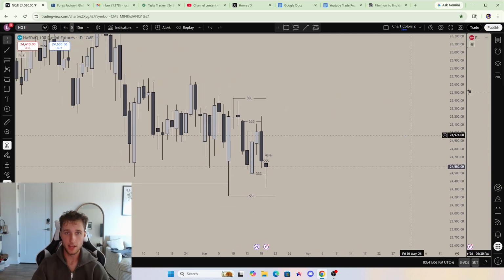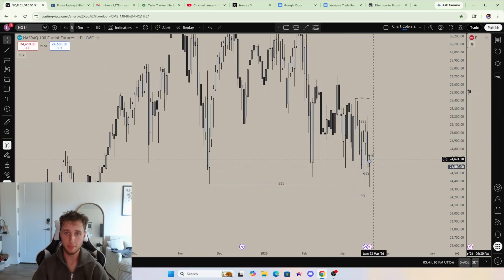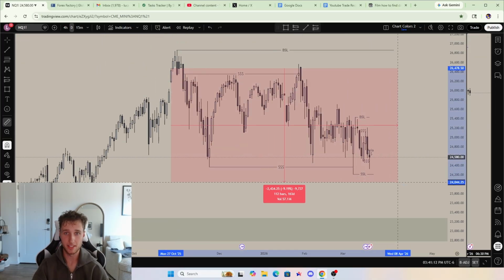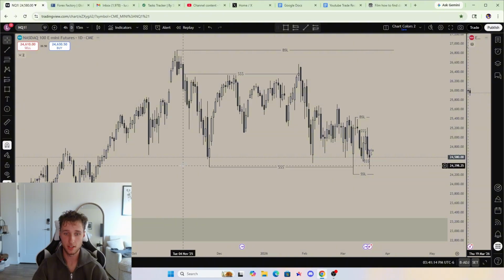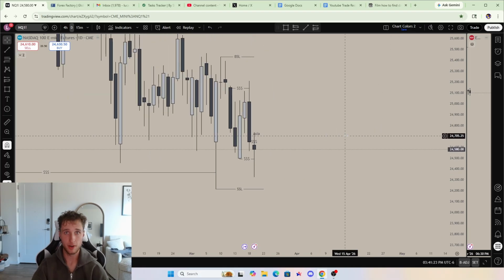As you can see in the past, we have just been chopping on the daily time frame, not really going anywhere whatsoever. We've been in this range since November of 2025, so over 5 months now. But we just want to focus on today, right? What can we look at going into today? How do I find my daily bias going into every single day?